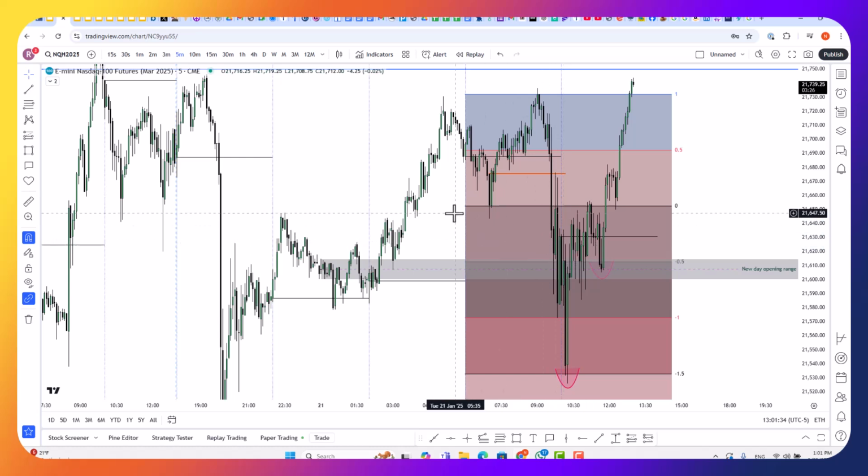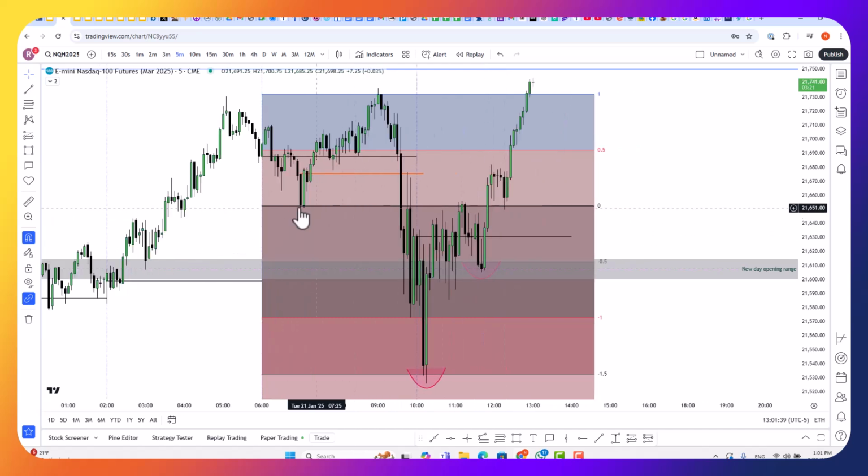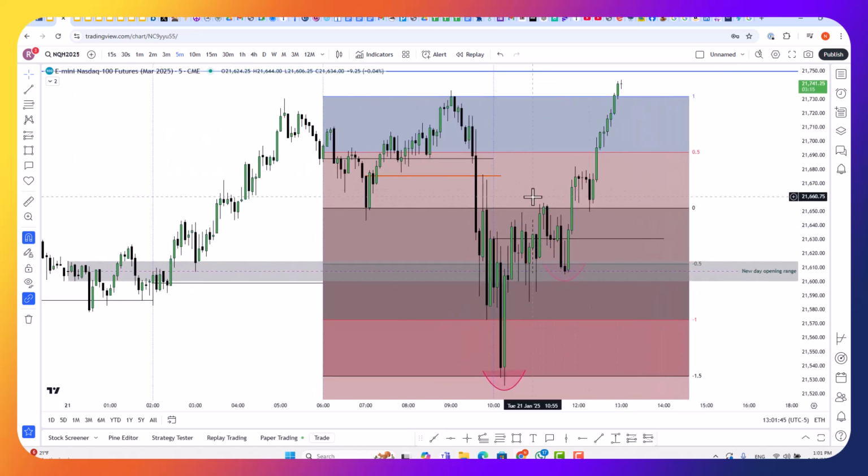So right here, we see clearly that where other people saw a mess, we saw order. And also look here, this is the opening range of today, the new day opening range, not the opening range gap, and also not the new day opening gap. It is the new day opening range as recently taught by ICT.